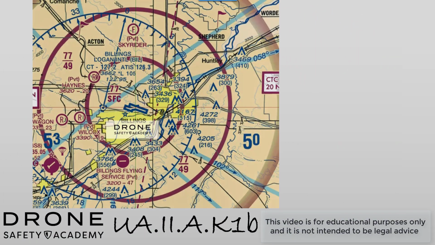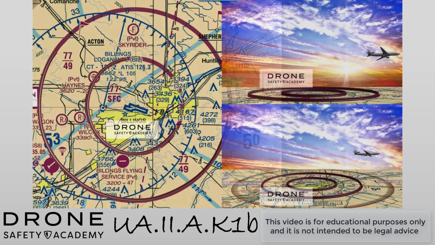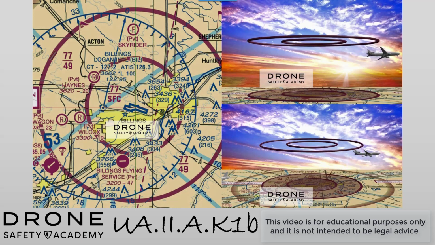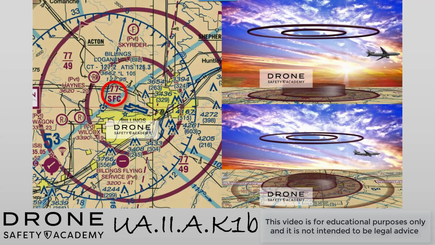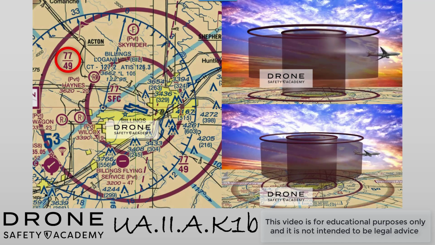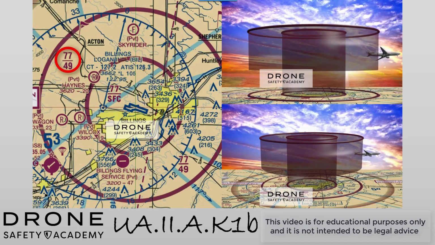Next up, we have a Class C airspace with a core and a single tier. In this example, it is around the Billings-Logan International Airport. The core starts at the surface, extending all the way up to 7,700 feet MSL. And the tier begins at 4,900 feet MSL, extending all the way up to 7,700 feet MSL.